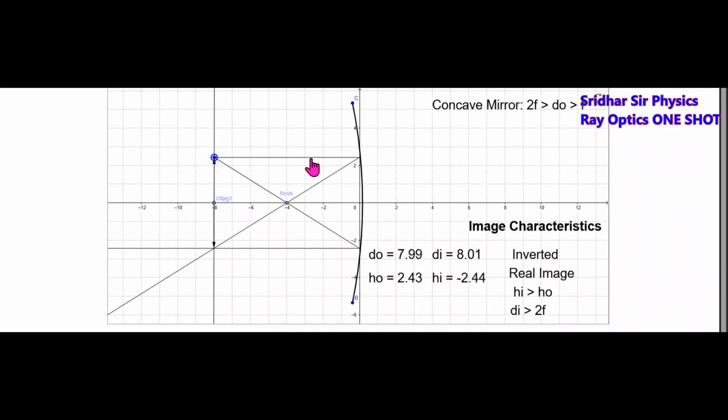A ray will go like this, will get reflected. The ray passing through focus after reflection will become parallel. Then where these two rays will intersect, that will become the image. The image will be real, inverted, and of same size.